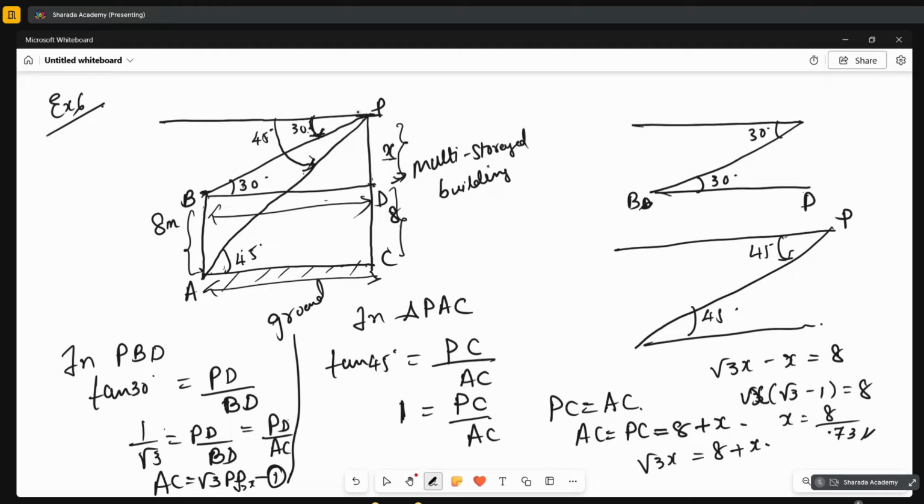Next, in triangle PAC, tan 45 is equal to PC by AC, so PC and AC will be equal in length. Both are equal to AC, so I will equate them. PC length is X plus 8. Now this is root 3 x and this is 8 plus x. If you simplify these two, you will get the x value. Once you get the x value, you can find any other value. That's all. Understood? Okay, we'll stop here today.